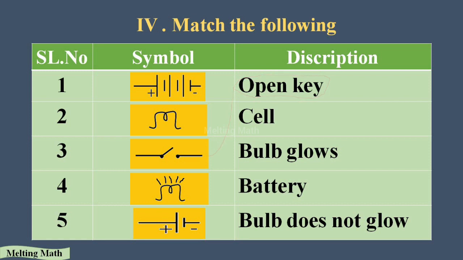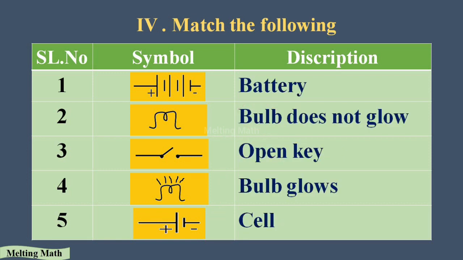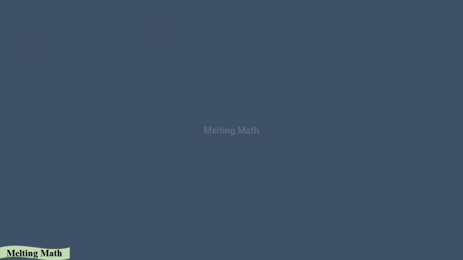And the fourth one is what? In fourth one, the symbol represents the bulb glows up. Okay, so fourth one is bulb glows. And the fifth one symbol represents which one? Fifth one symbol represents cell. Okay, so this is the answer of the match the following. Let's see the fifth Roman letter, arrange in sequence.